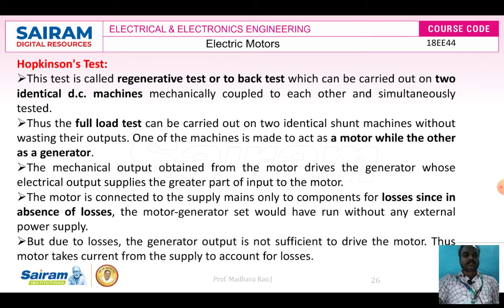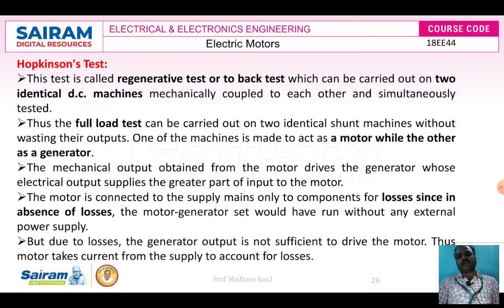And two machines, generator and motor, two identical machines are coupled back to back. That's why this test is also called a back test. So these are the other names of Hopkinson test. Next one. This test we are doing under no load condition. So this test comes under indirect method of testing.